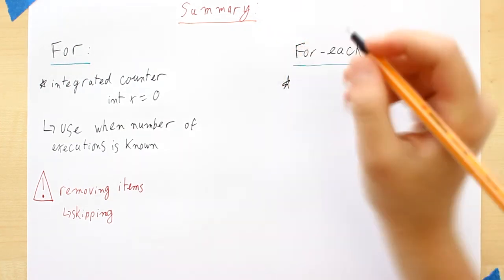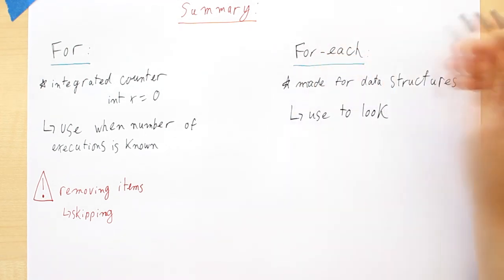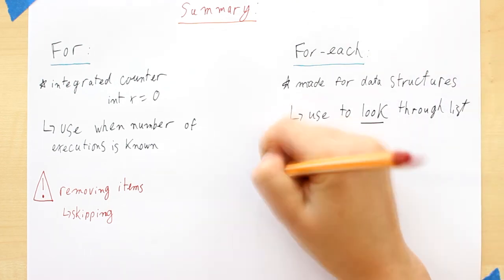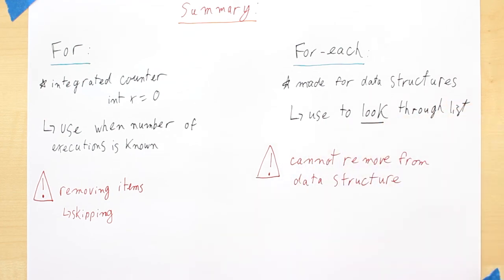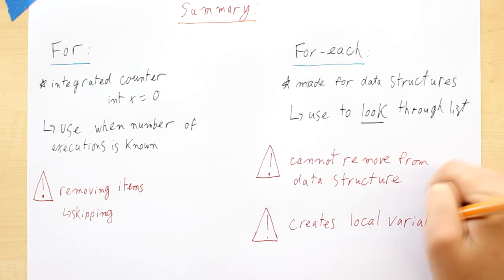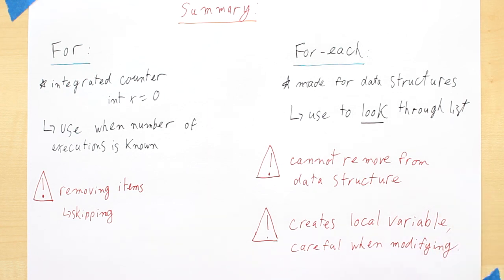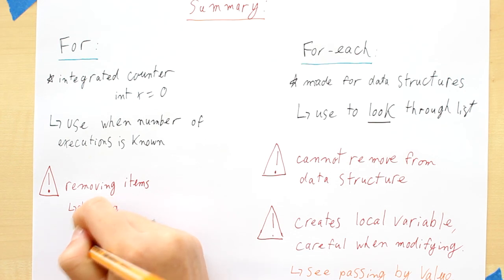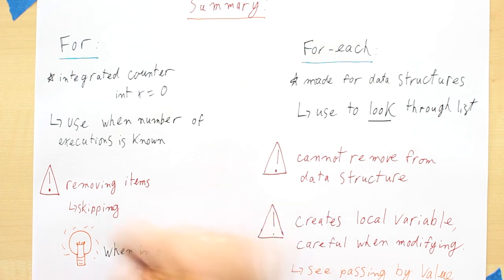For each loops are specifically made for data structures and best used to look through the list, because you can't remove anything from a data structure with the for each loop because it follows the thread of the data structure. So if you break the chain, the for each loop will be completely lost and crash. You also have to be careful because it creates a local variable, a new name for what you mean, and you have to be careful when you modify it. See the passing by value video for more information on that. When in doubt, use the for loop because it can be used anywhere a for each loop can be used, but a for each loop can't be used anywhere a for loop is used.